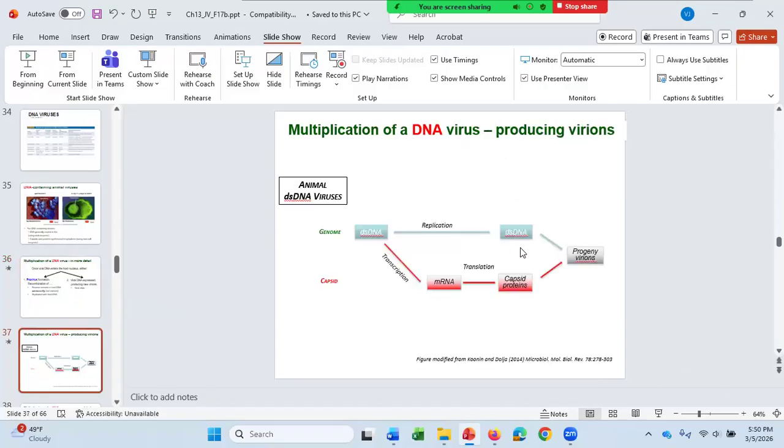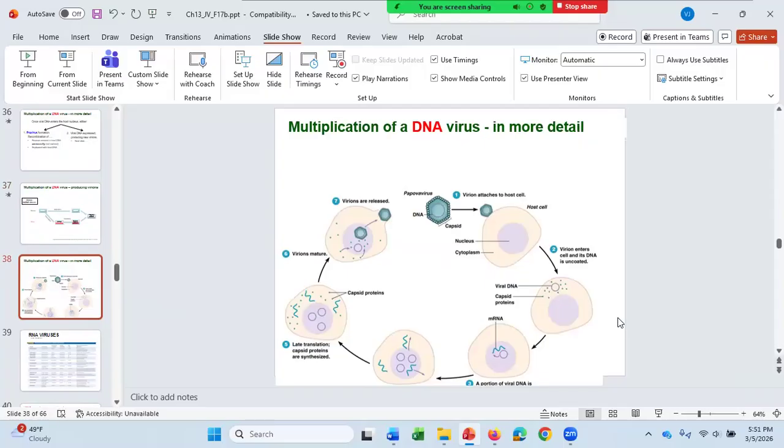Obviously, we replicate the viral DNA. We also have to transcribe that DNA, make viral messenger RNA, make viral capsid proteins, which get together with the genomic virus to make the new progeny virions. And they will usually leave the cell either by the lytic life cycle or by the budding life cycle, because we're talking about animal viruses.